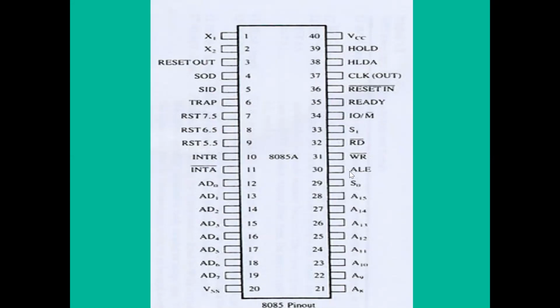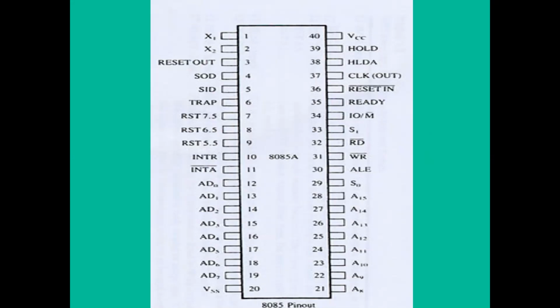Initially, this signal must be high to indicate that a valid address is available and should be transferred. When this signal is low, that means the address is already transferred, and now it is time to send the data over these lines. High means address will be transferred, low means data will be transferred.